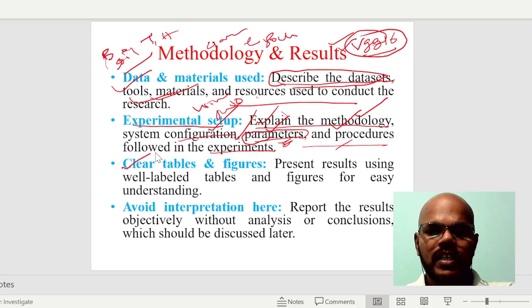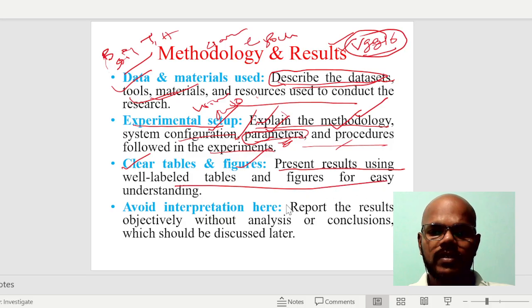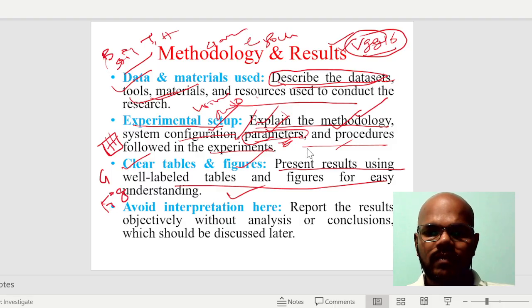Next, clear tables and figures. Say you got some results in an experiment; after that you have to present them in the manner of well-labeled tables and figures for understanding, right. For tables, you have to follow journal guidelines, in the form of rows and columns. I hope there is no need to discuss what a table is. For figures, as per my suggestion, the figure should be above 300 dpi. The dpi indicates the clarity of the picture, right.